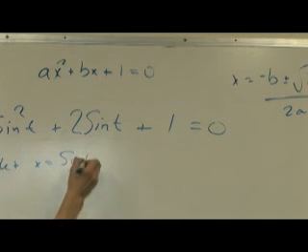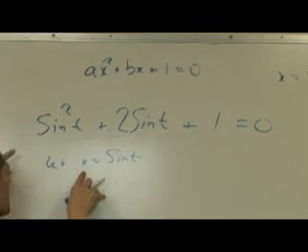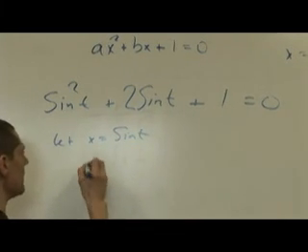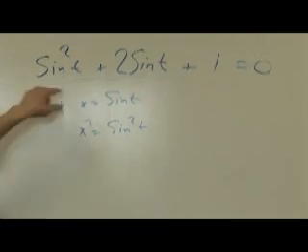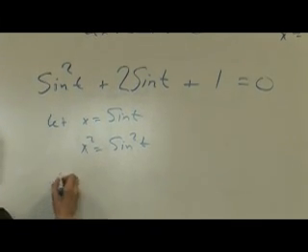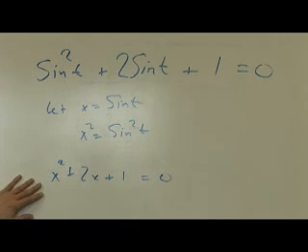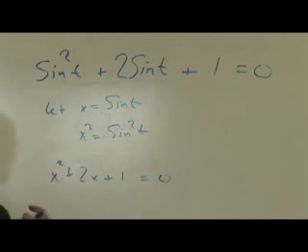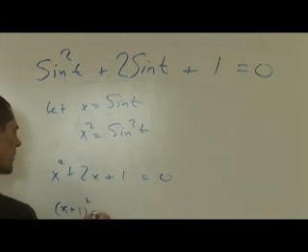equals sine t. And that means that we can rewrite this. If x is equal to sine t, that means that x squared is equal to sine squared t. This can be rewritten in terms of x squared plus 2x plus 1 equals 0. This is a really simple one. I just made this up. This goes fast. Hopefully you can see this is x plus 1 squared equals 0.